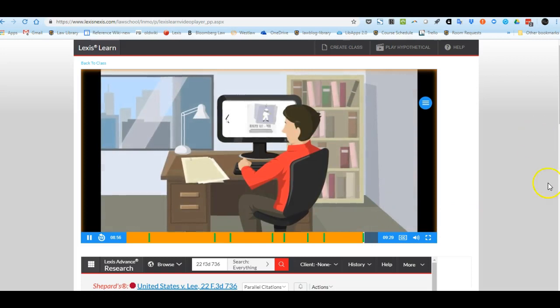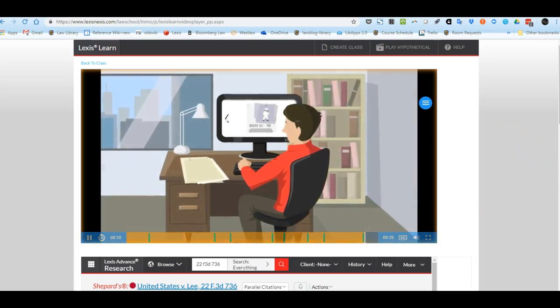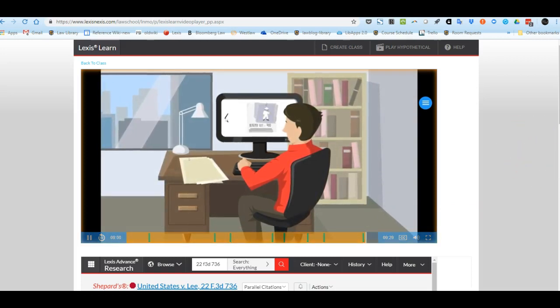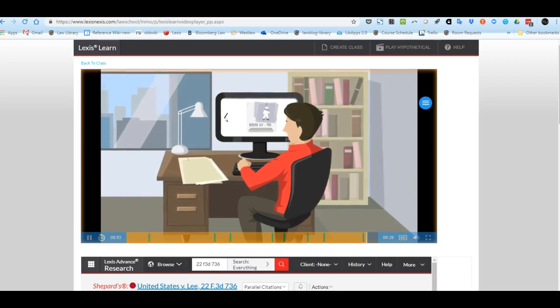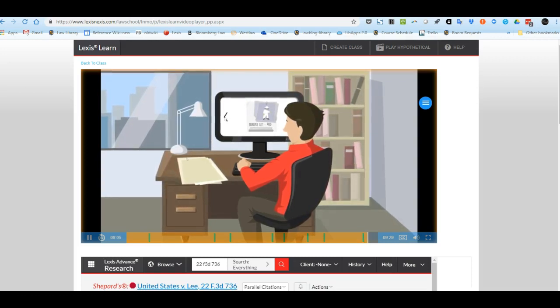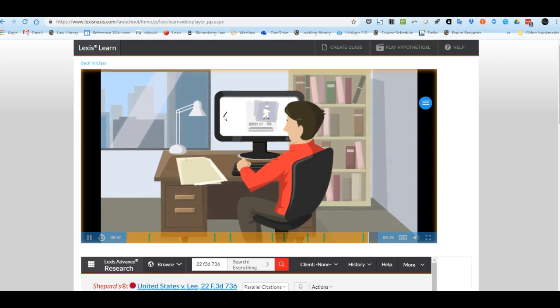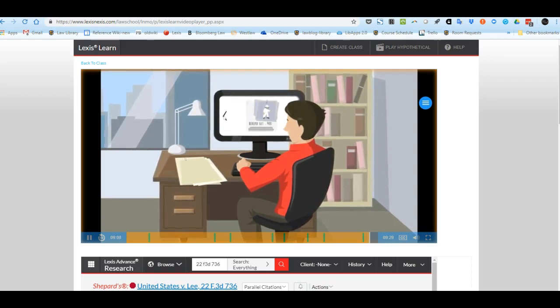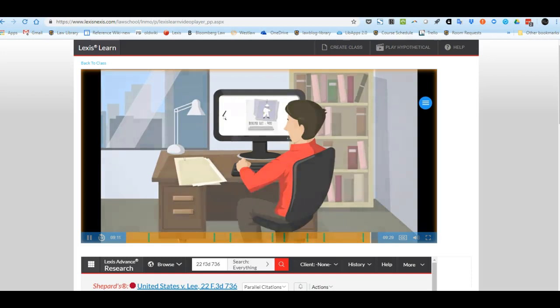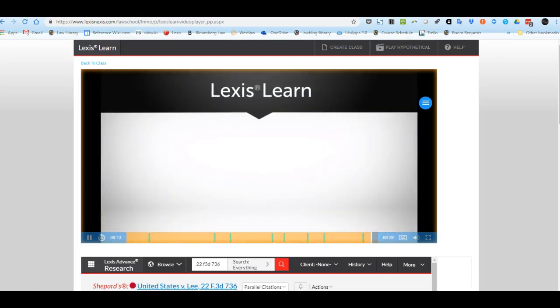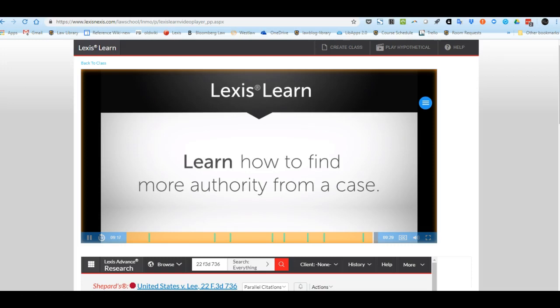Excellent question, though. Now you need to find a similar case from the Second Circuit because United States v. House is not binding in your jurisdiction. The good news is that you can use the House case to look for similar cases from the Second Circuit. In the Finding More Authority from a Case module, you'll learn how to do just that with Shepard's using the citation spread, headnotes, and the table of authorities.